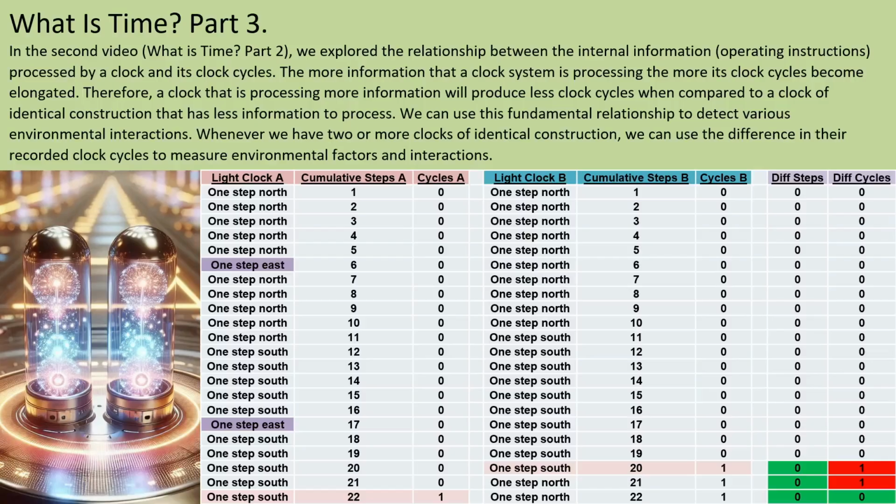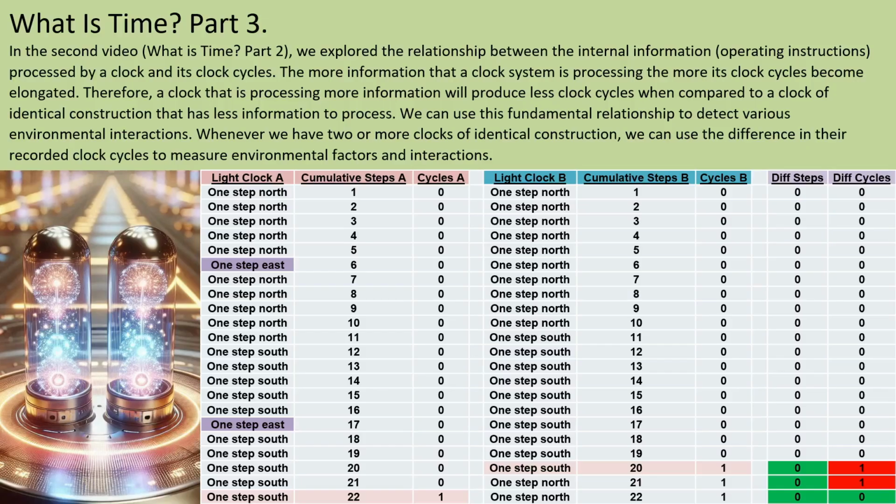In the second video, What is Time Part 2, we explored the relationship between the internal information processed by a clock and its clock cycles. The more information that a clock system is processing, the more its clock cycles become elongated. Therefore, a clock that is processing more information will produce fewer clock cycles when compared to a clock of identical construction that has less information to process. We can use this fundamental relationship to detect various environmental interactions.